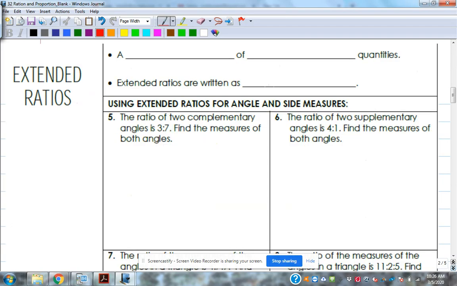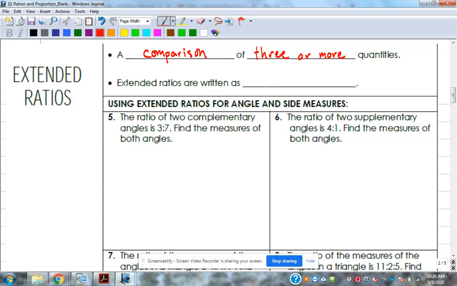Extended ratios. It's a comparison of 3 or more quantities. So normally a ratio is just 2 numbers like the examples we did there. But when we get into talking about figures, we've got multiple sided figures. We talk about triangles, some quadrilaterals today too. So we have more than 2 sides that we're going to have in a ratio here.